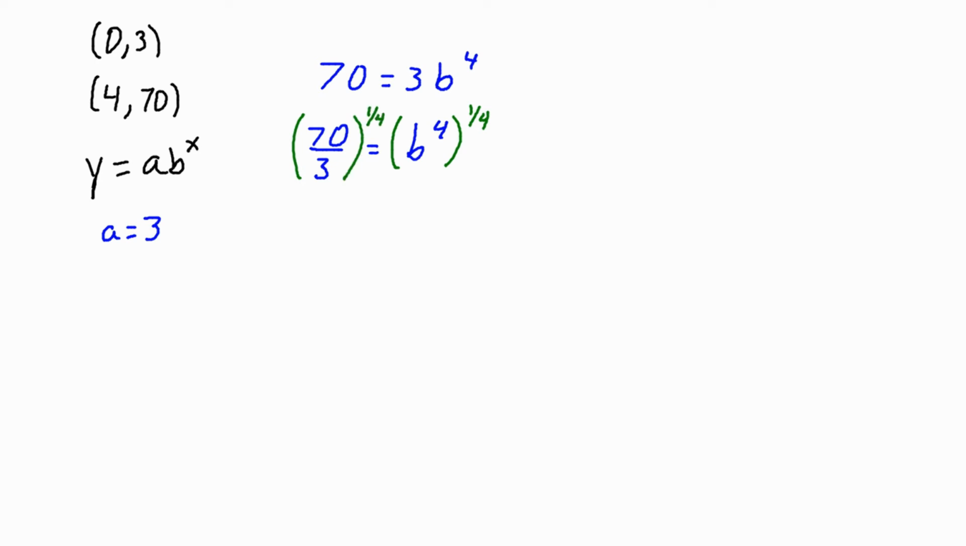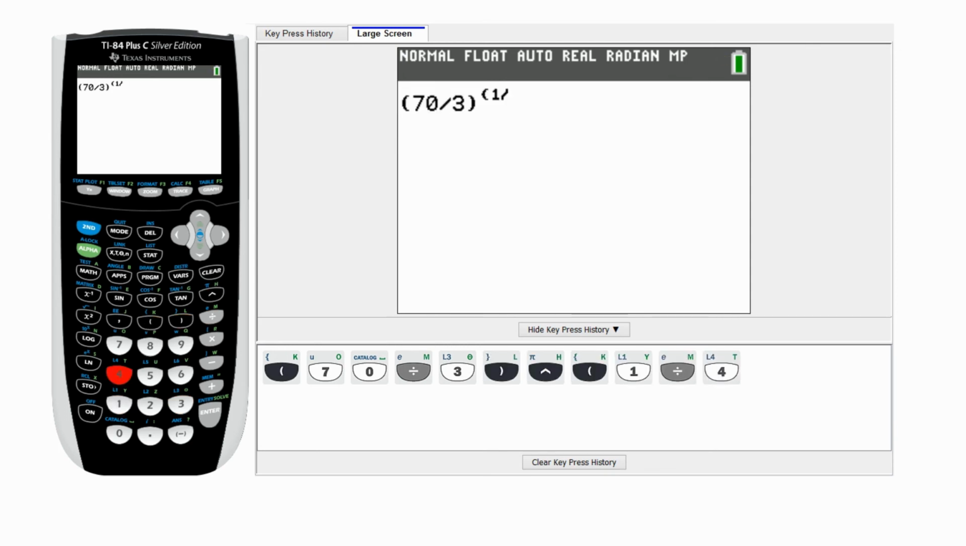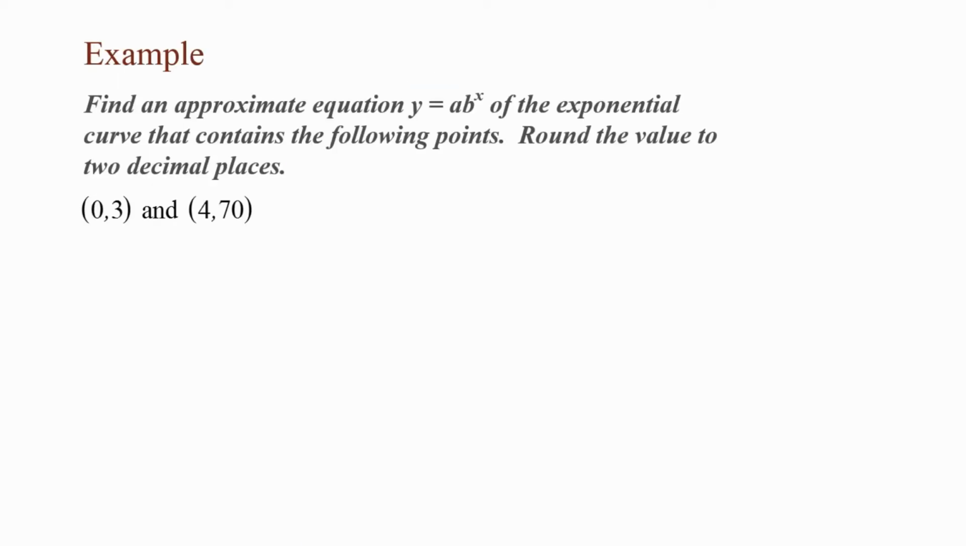So now we need to calculate b. Parenthesis 70 divided by 3, close parenthesis, to the 1/4 power. Enter. We get 2.197830502. So rounding to 2 decimal places, that gives me 2.20. So now that we know a and b, we can write our equation. Y equals 3 parenthesis 2.20 to the x power.